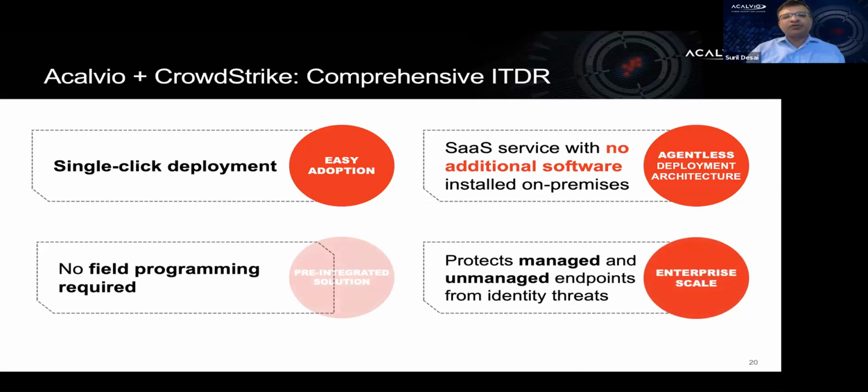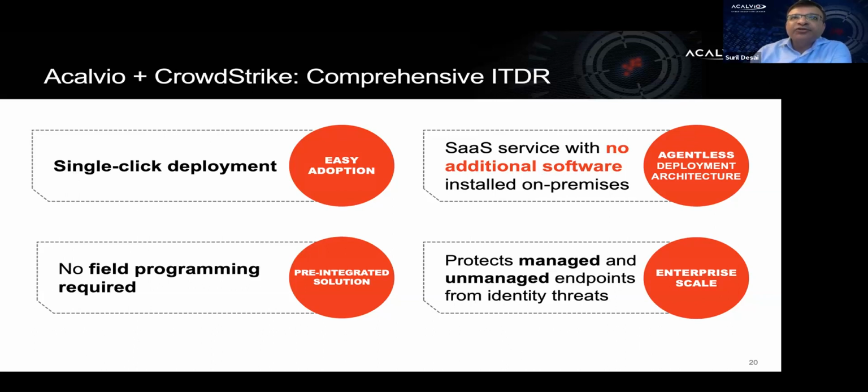Acalvio integration with CrowdStrike provides comprehensive identity threat detection and response. The solution is set up for ease of adoption. So it provides a single-click deployment. You don't have to go and perform any administrative policy settings. You just have to approve the configurations and the recommendations, and it will deploy the relevant Honey accounts and Honeytokens.